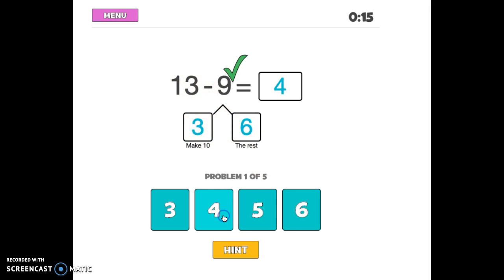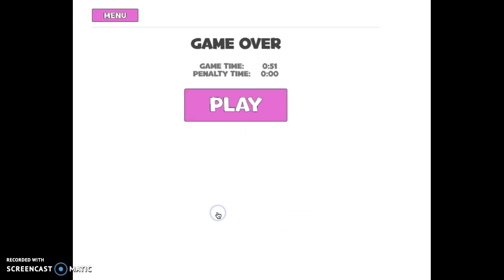10 minus 6 equals 4. 13 minus 3 equals 10, and 10 minus 4 equals 6. It's important for kids to be able to identify how I broke apart this number. 6 plus what equals 8, and then I can easily subtract that second number from 10. It's important for them to see how one math fact helped us solve the other. 13 minus 3 equals 10, and then 10 minus 6 equals 4. 16 minus 6 equals 10. 10 minus 1 equals 9.